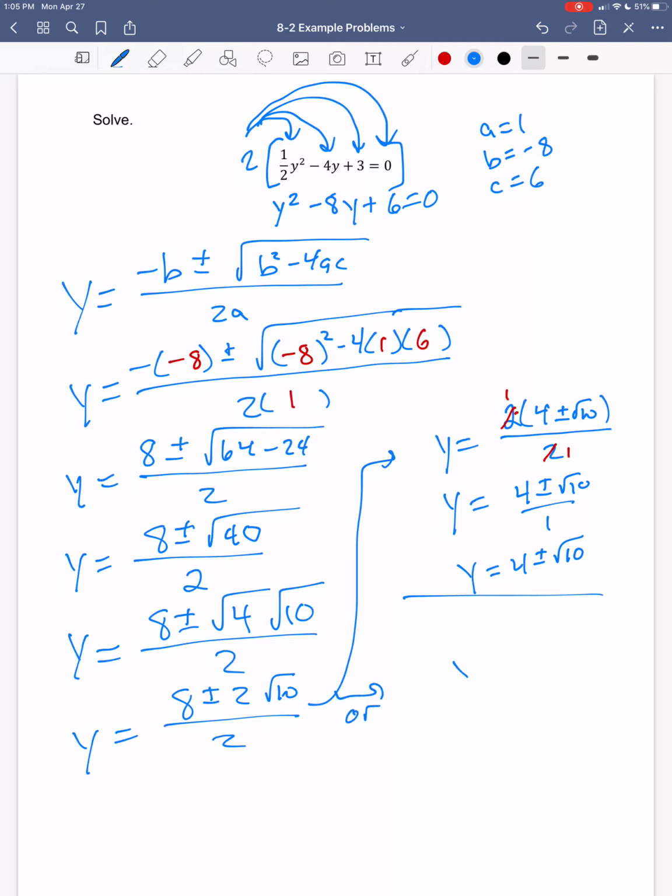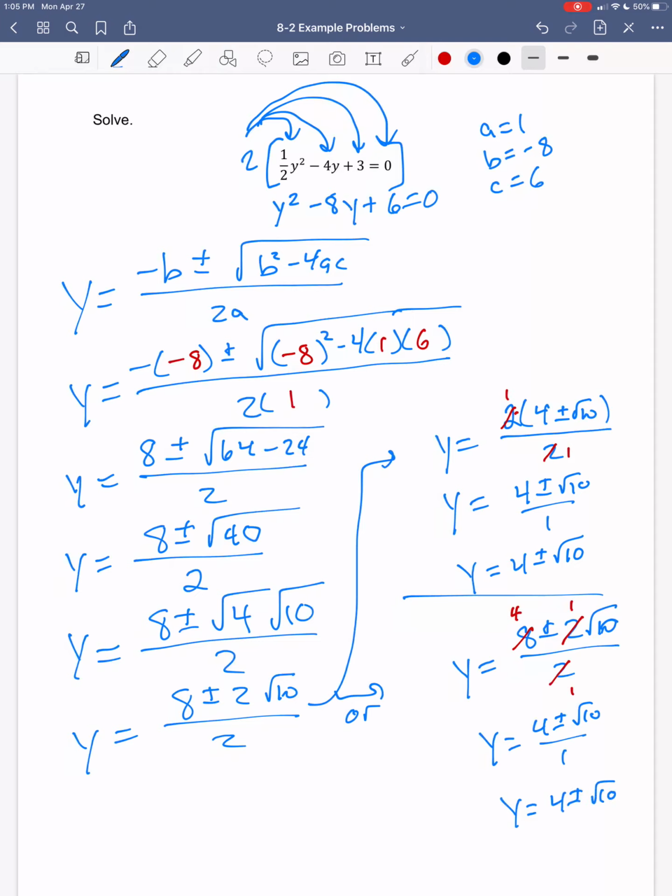Another way we can do this, if we think about what was happening there, we're saying, well, this 2 is a common factor of the numerator. Basically, I can cancel this 2 with the numerator as long as I cancel all the terms. 2 goes into 8 4 times, 2 goes into 2 once. So I get the same solution.